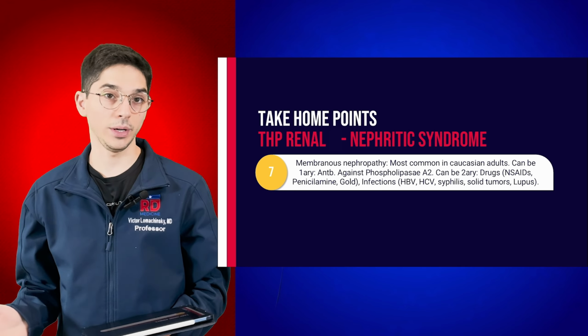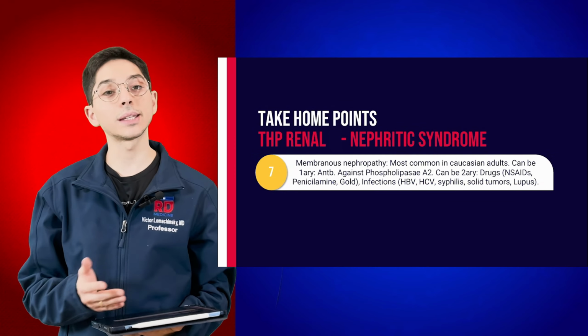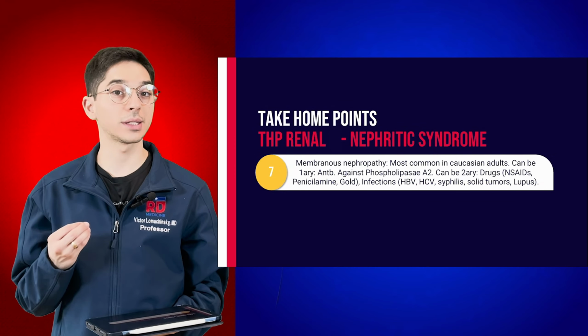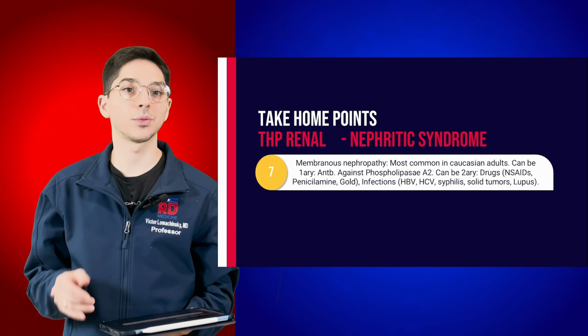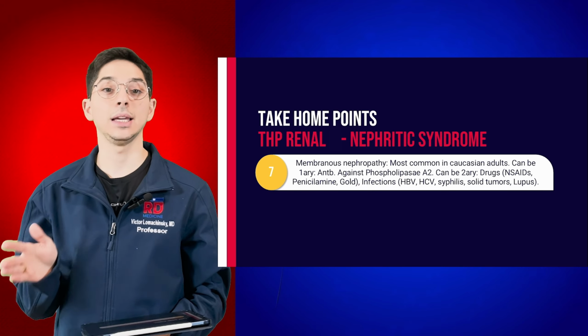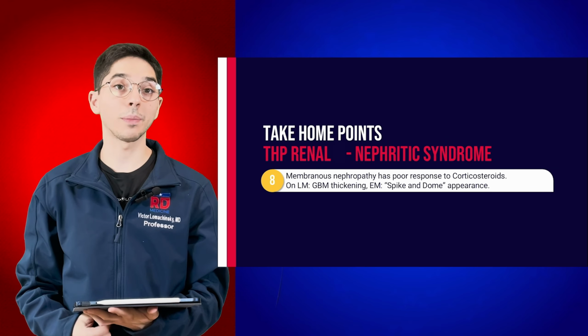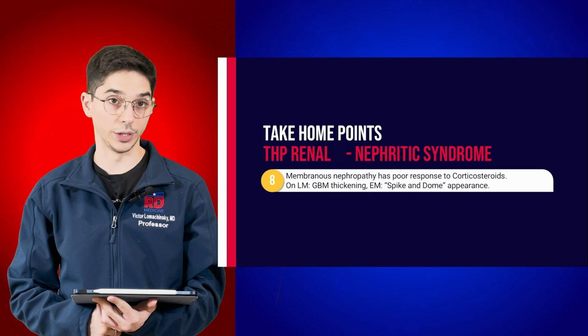It can be primary due to antibodies against phospholipase A2 receptor, or it can be secondary, which is linked to drugs and infections. Drugs, let's remember, NSAIDs, penicillamine. Infections, hepatitis B, hepatitis C, syphilis, solid tumors, and lupus. Membranous nephropathy has a very poor response to corticosteroids.